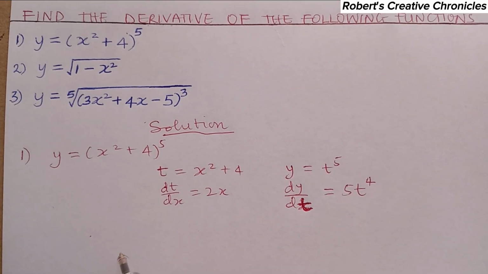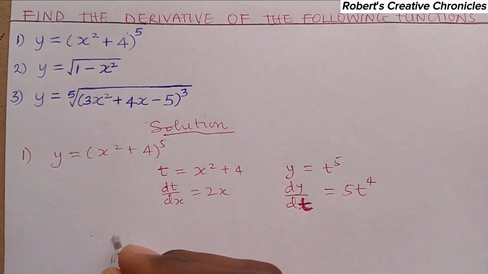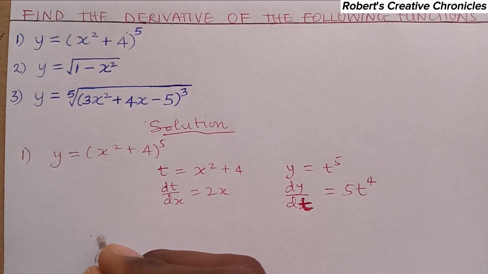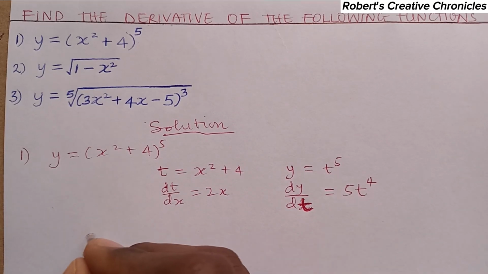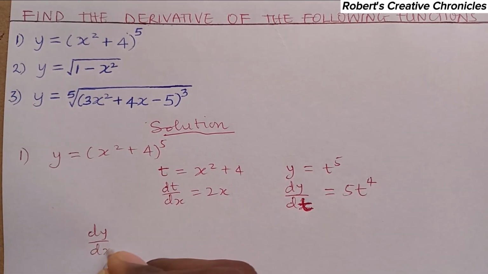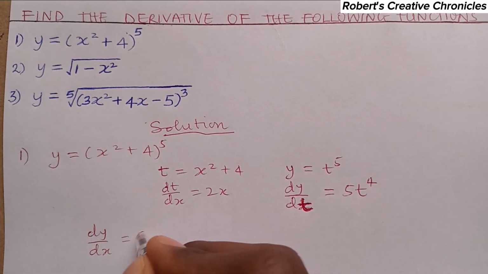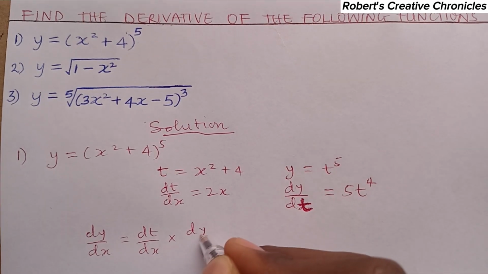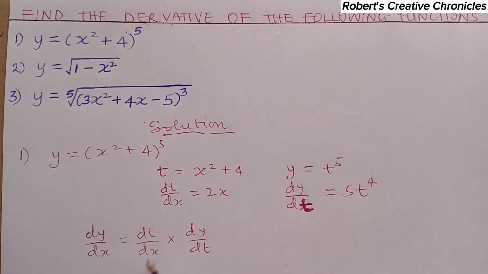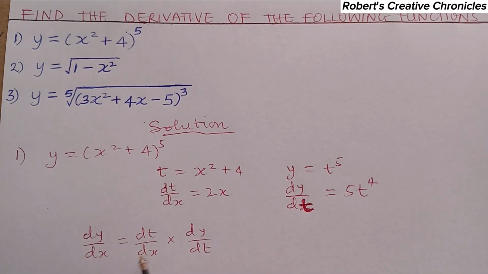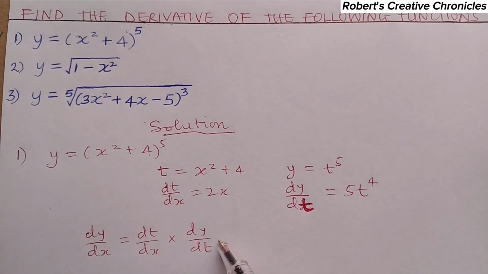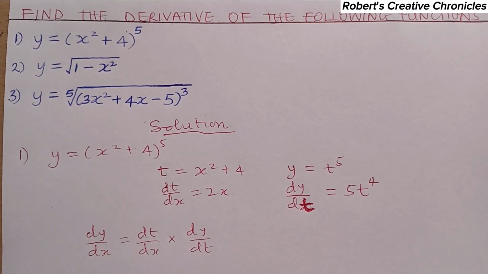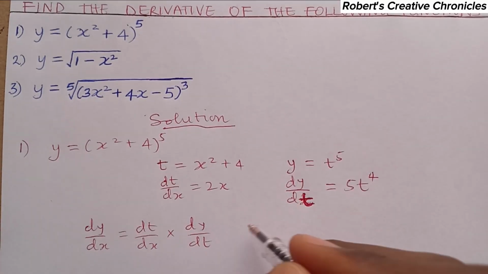Now using the chain rule, it's called the chain rule. The chain rule gives that dy over dx will be equal to dt over dx times dy over dt. So you see the logic in this chain rule. When the dt and the dt cancel each other, dy over dx will be equal to dy over dx. So that's the logic they used. So now we multiply them.